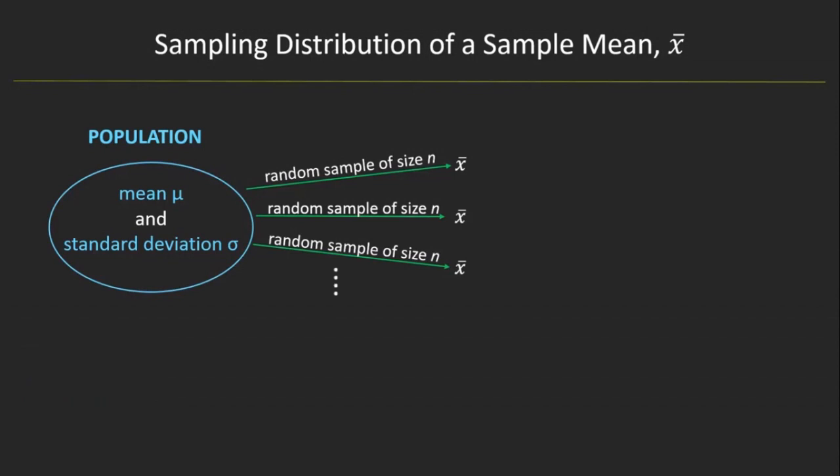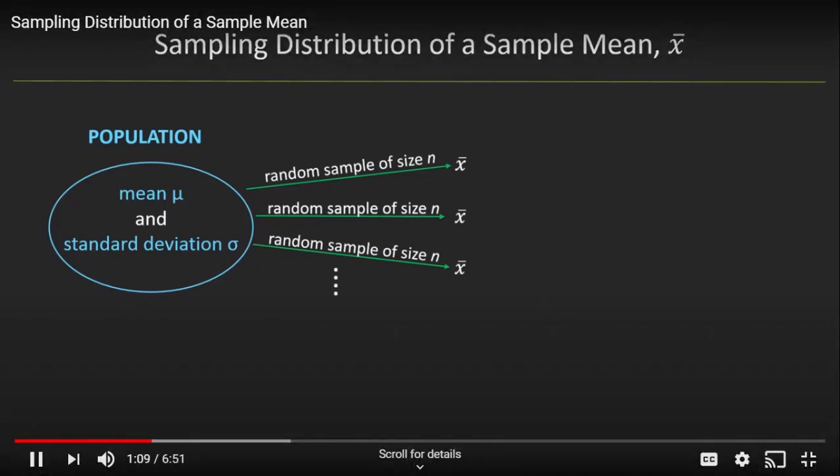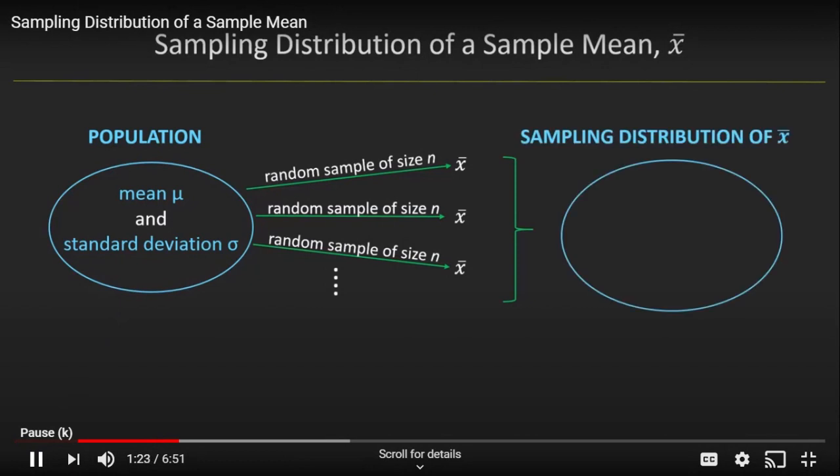Suppose I can continue this process indefinitely and get a whole bunch of sample means from random samples of size n. Now, since there is variability from one sample to the next, there will be variability among all of these sample means. It makes sense that we will get different sample means from different samples. If we take all of the samples of some size n from this population with mean mu and standard deviation sigma, and we put all of the sample means together, we get what is called the sampling distribution of the sample mean, x bar.